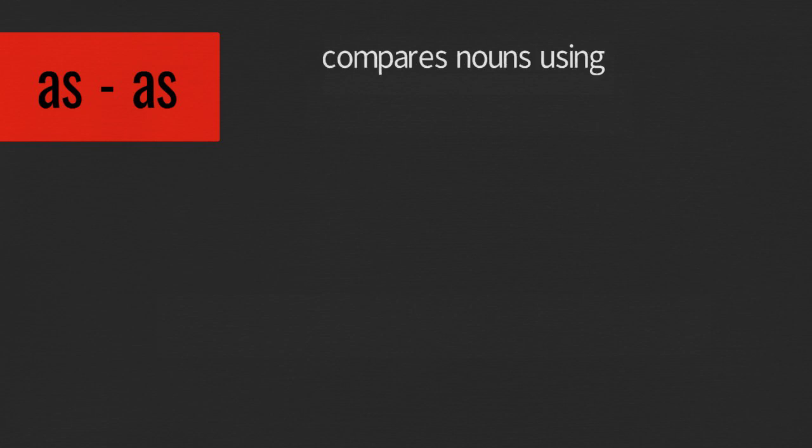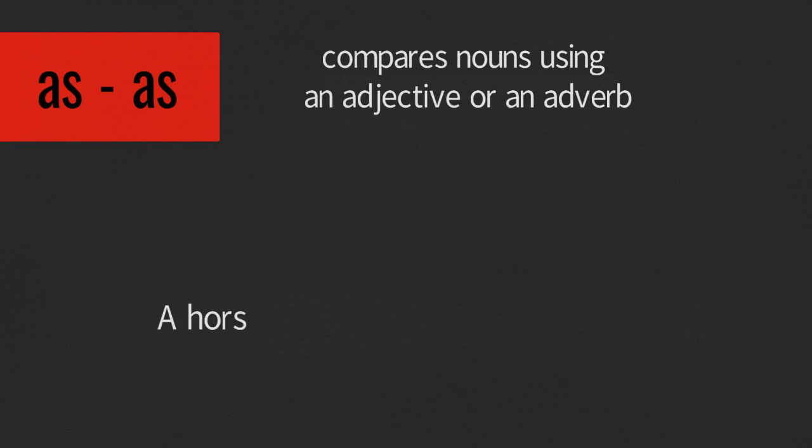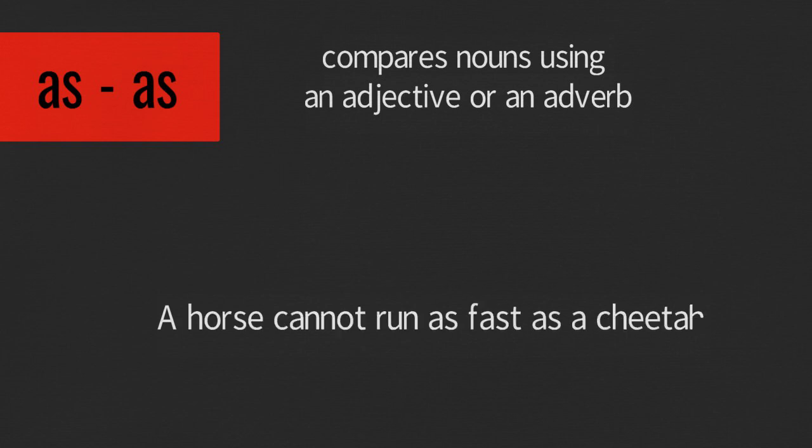Just bear with me for two more pairs. The next pair is as as. What now? Okay, we use this pair when we compare nouns or subjects using an adjective or an adverb. For example, a horse cannot run as fast as a cheetah. Well, at least both of them can run.